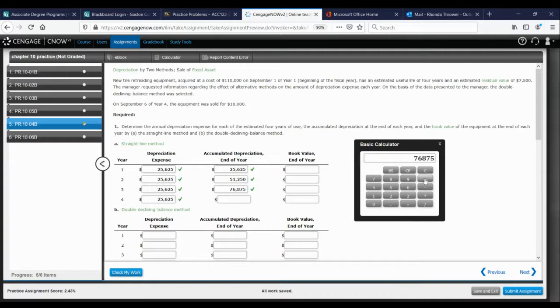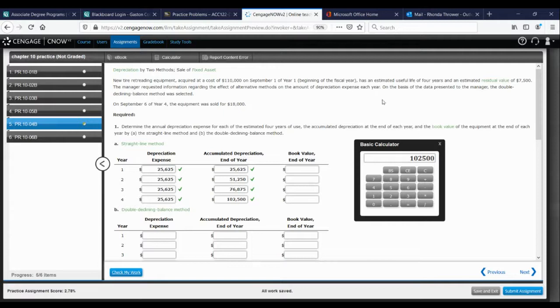Then we would add to the accumulated depreciation the next year's depreciation expense, to get the total amount of depreciation for this asset, which is 102,500. This total amount of accumulated depreciation is also equal to the depreciable value, which was your cost minus your residual value.